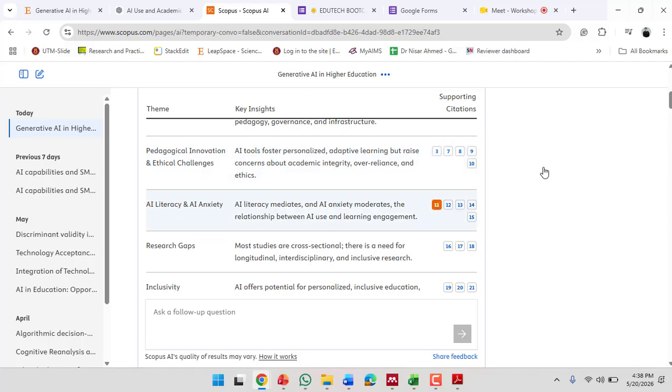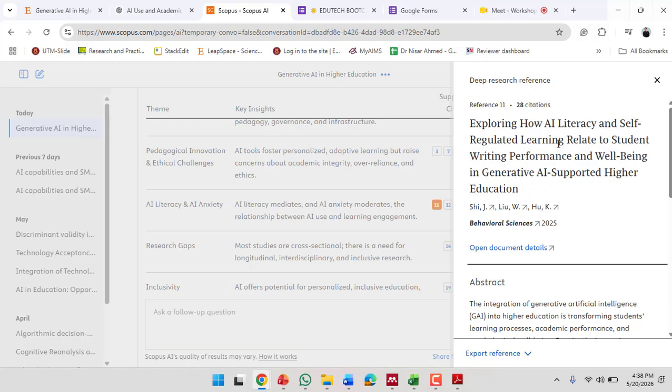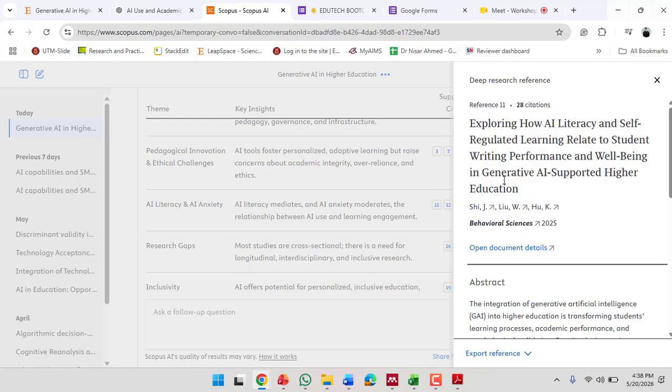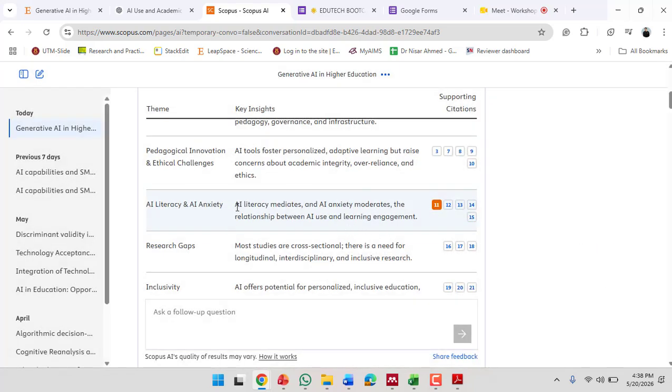And this is the one introduction. Now this is the actual introduction written by the AI. This is the background: rapid digital transformation of higher education. Now here it is given the references 1, 2, 3, 4. These are about using ChatGPT as a tool.